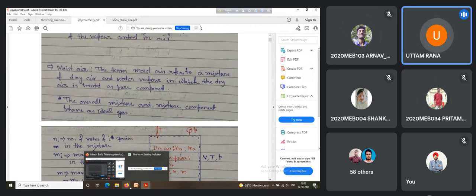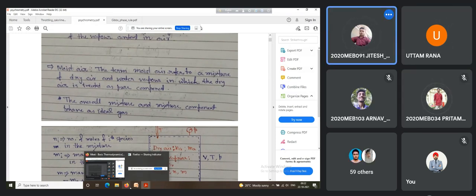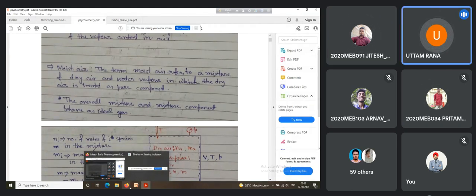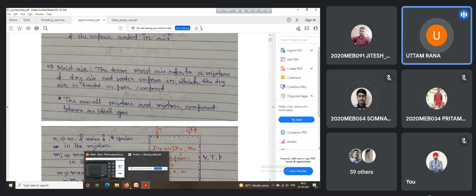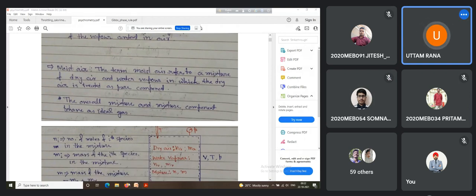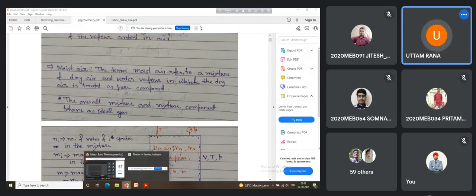Under what conditions may a gas be considered an ideal gas, or when does a gas behave as an ideal gas? High pressure, low temperature? No, low pressure, high temperature. Low pressure, high temperature. Then let me state that, because it's a very fundamental concept.